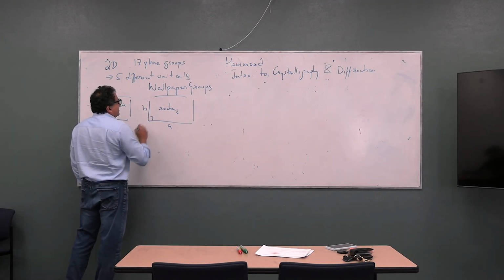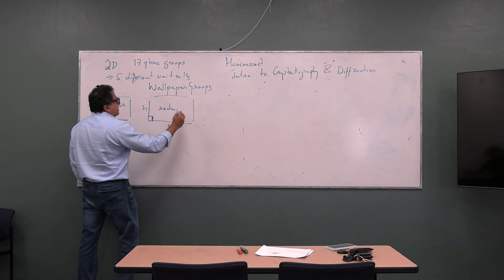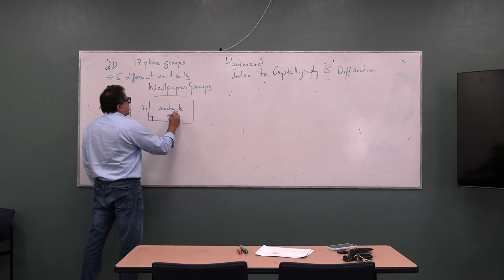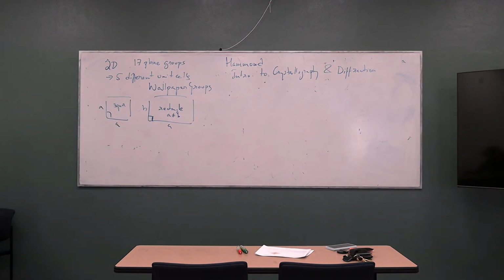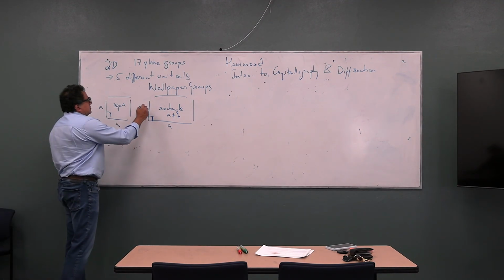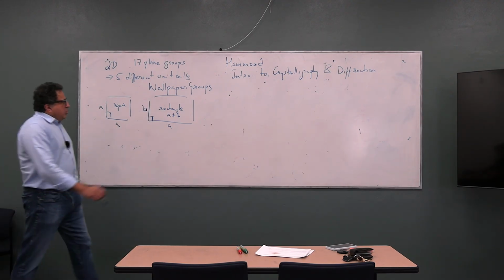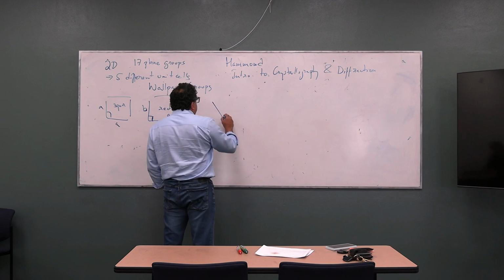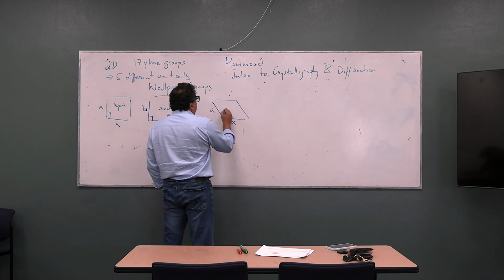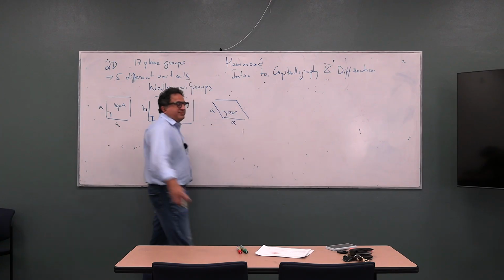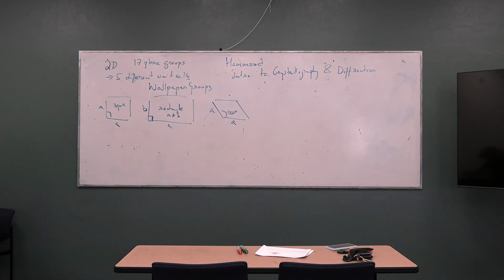A, B, 90 degrees. And A not equal to B. Right? What is this object called? And this is a special object. A, 120 degrees. What is this called? Do you know what kind of a cell this is?